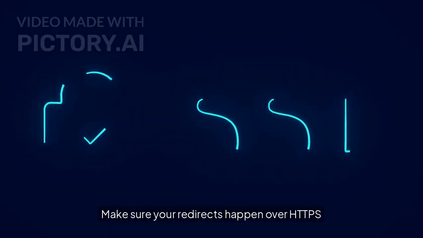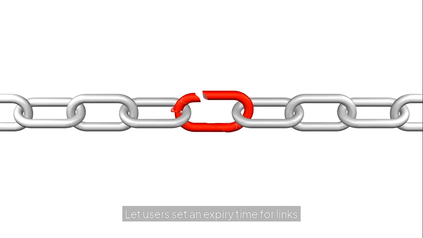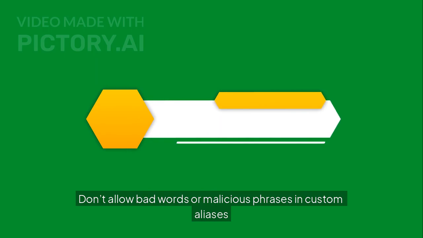Security considerations. Make sure your redirects happen over HTTPS. Let users set an expiry time for links. Don't allow bad words or malicious phrases in custom aliases.